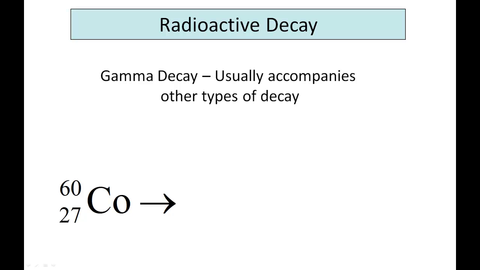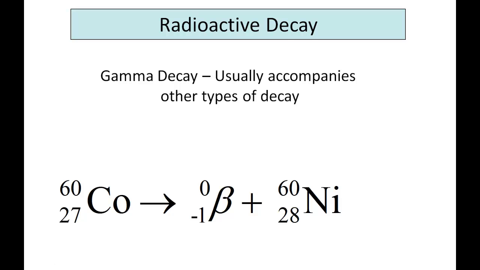The third type of decay is called gamma decay, and this usually accompanies other types of decay. The example I'm going to do is cobalt-60. Notice it has a mass number of 60 and an atomic number of 27. This cobalt is going to go through beta decay because it has too many neutrons. Like so. Notice it has now given off a beta particle and changed into nickel-60 with an atomic number of 28.